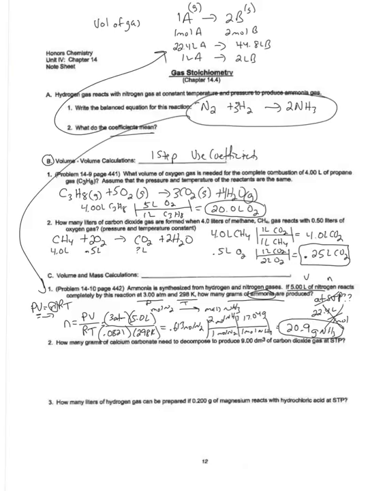Okay, all right, let's look at problem number 2. How many grams of calcium carbonate need to decompose to produce carbon dioxide gas at STP? All right, calcium carbonate, CaCO3, is a solid. It's not a gas. It's an ionic compound. Calcium carbonate decomposes into calcium oxide, another ionic compound. It's a solid, and carbon dioxide gas.